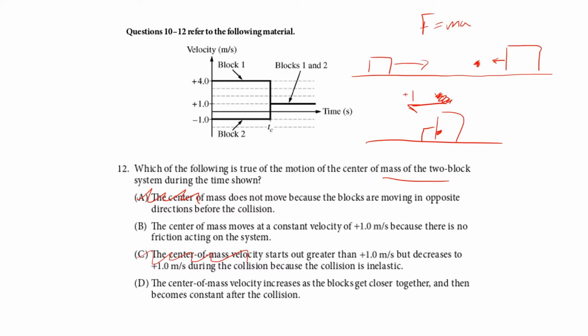Center of mass increases, blocks close together, and becomes constant after collision? No, it's for the same reason. So the center of them is going to stay constantly moving this way. And that should make sense because this one's moving to the left, this one's moving to the right. This one's bigger, so it's going to push it more this way. And because this one's moving closer, it's going to pull the center of mass this way as well. So the center of mass is going to average out to be +1, which is the same as when they stick together. And that's how it works.